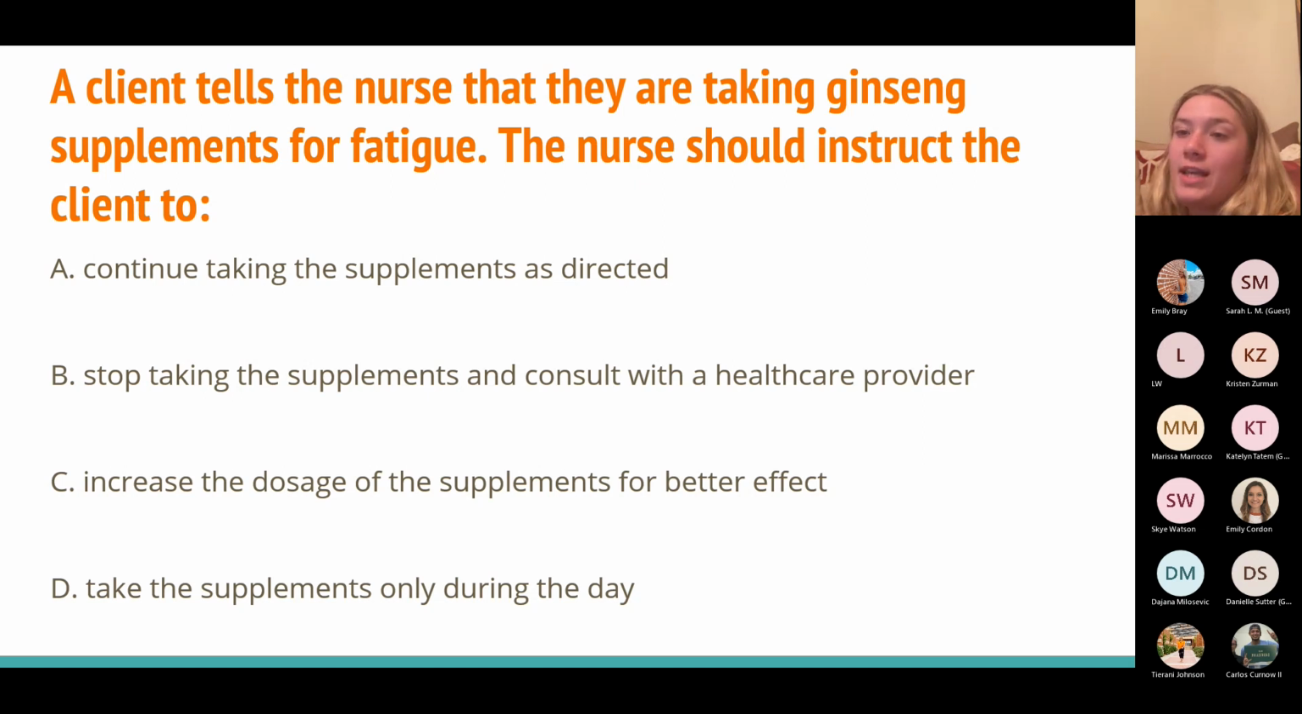Even if you don't know what ginseng is, you can kind of dissect these answers and kind of figure out where you're going. But ginseng is an herbal supplement, but we know that all of our supplements can have pretty bad interactions with prescribed medications or even harmful side effects. So they always have to consult the provider first.